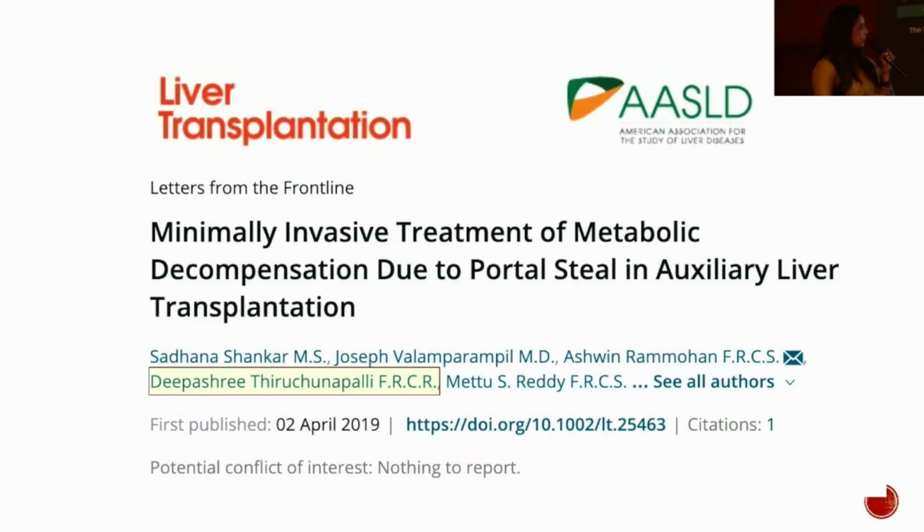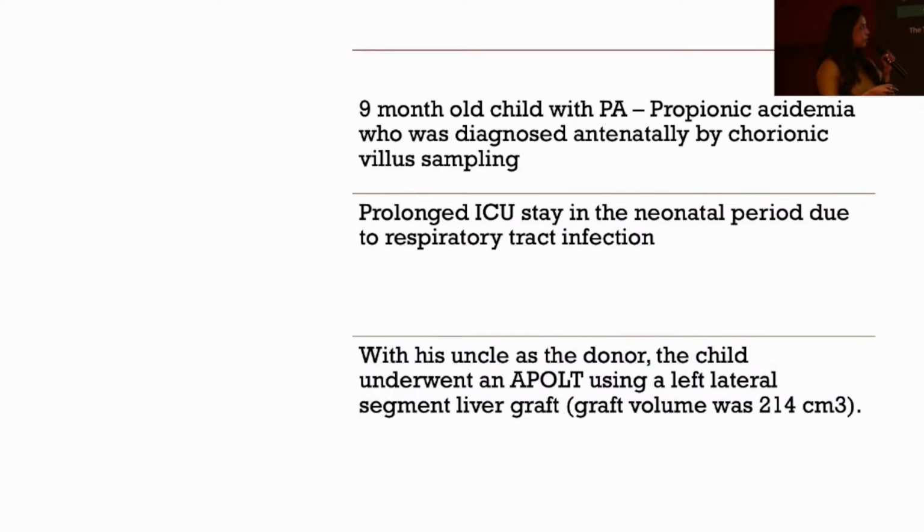With the interesting cases, this is one of our papers which got published a while ago. Just wanted to talk a little bit about auxiliary liver transplantation for those of you who are not aware. It's a case of a portal steal which happened, and which I will show as the second case. But this is a 9-month-old child with propionic acidemia, and there was a prolonged ICU stay in the neonatal period, and the child's uncle was the donor. So the child underwent an auxiliary partial orthotopic liver transplantation.